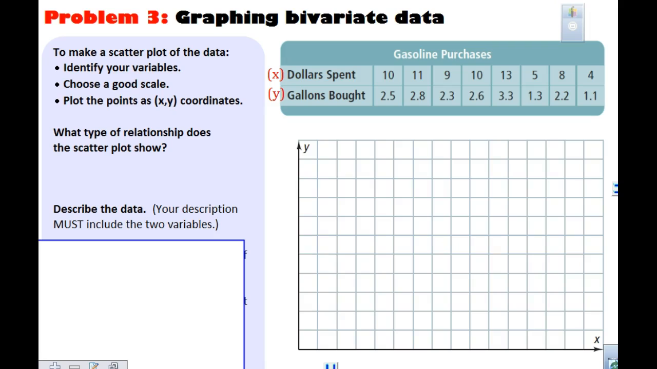Okay? So, on the next page is where we're going to be making them, and this is much more of what your homework is, and then trying to just take a look at it and answer the question. So, to make a scatter plot of the data, first thing you want to do is identify your variables. Usually, we are going to be thinking X, Y when I give you a table. So we're talking about gasoline purchases, so we're going to put that as our title. Gasoline purchases.